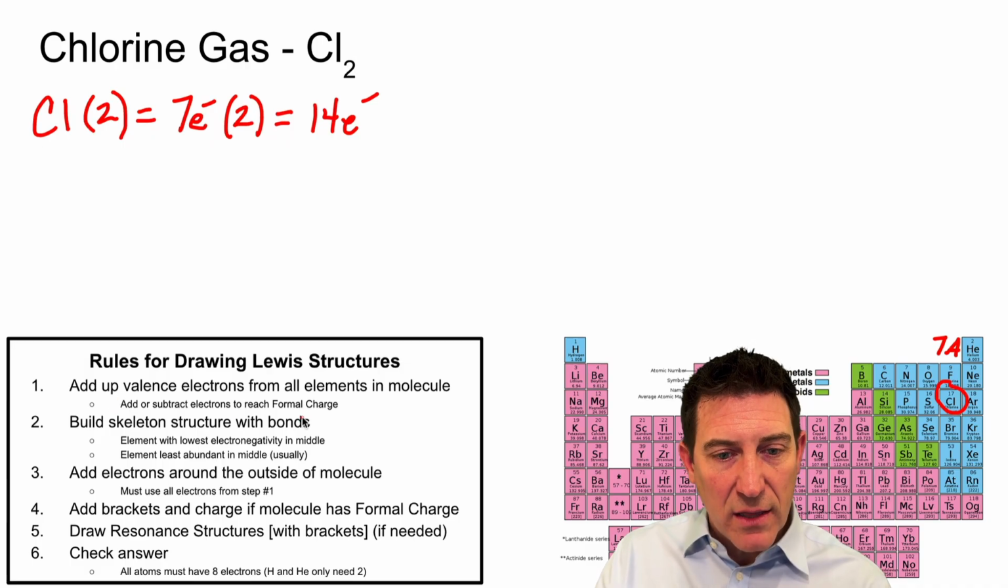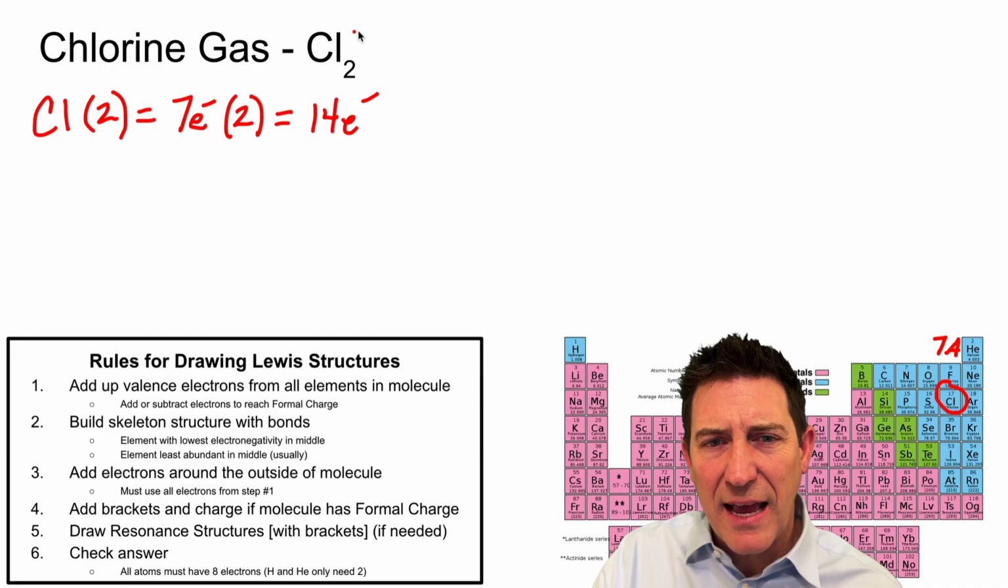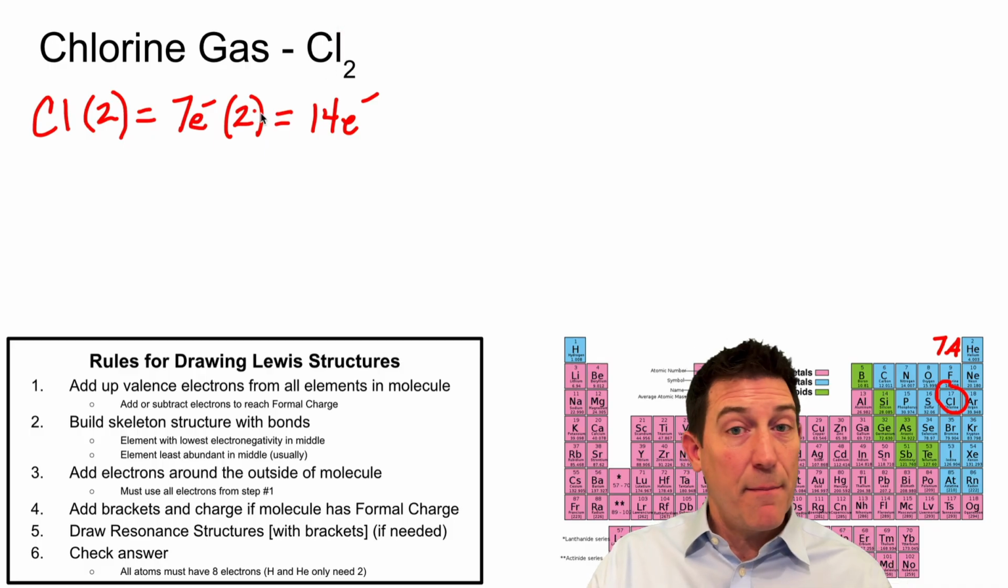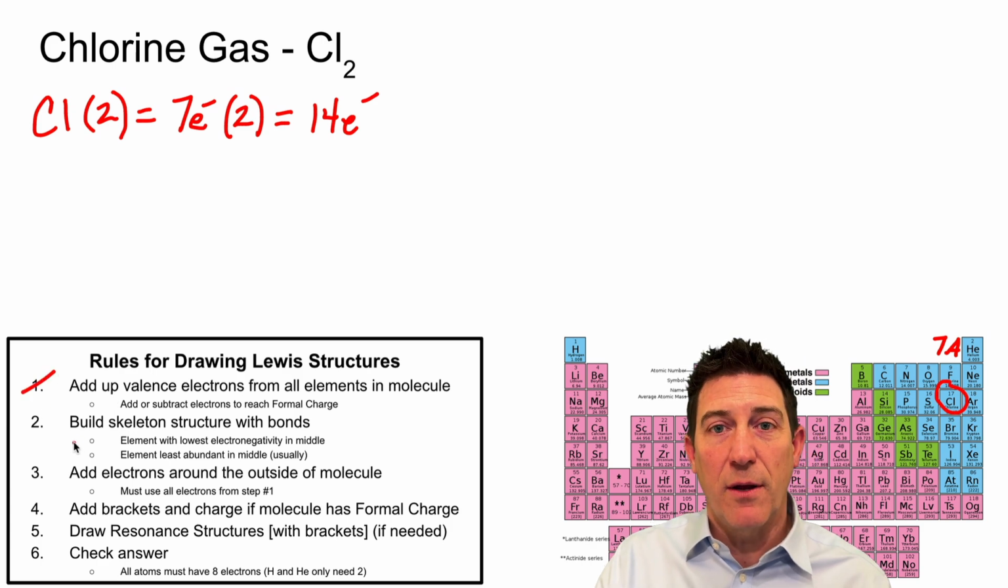Add or subtract electrons to reach a formal charge. I'm going to give you a hint. If there was a negative up here, or a positive up here, or a +2, that's what a formal charge is. But this one doesn't have anything up there, so I don't need to worry about that step. I'm done with number 1.